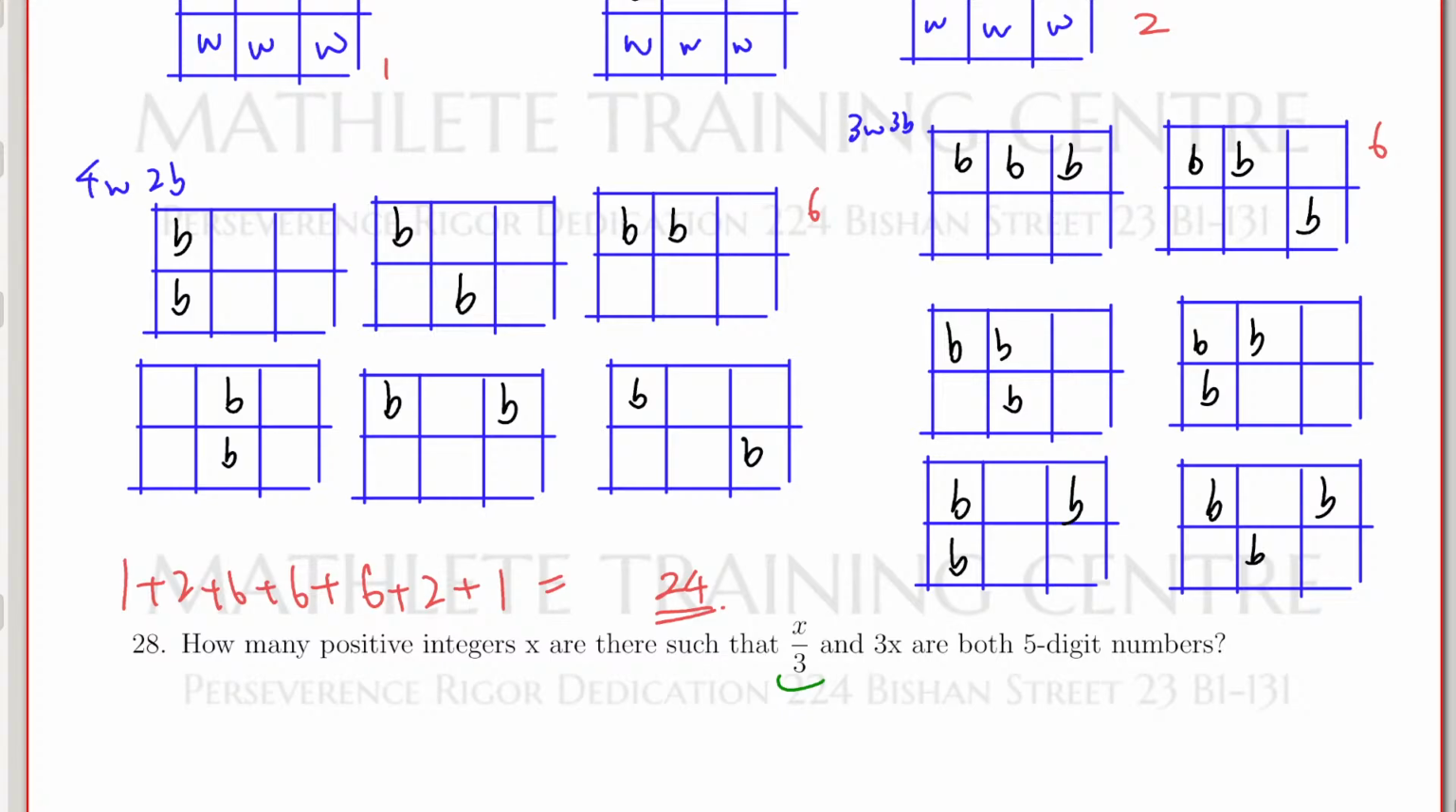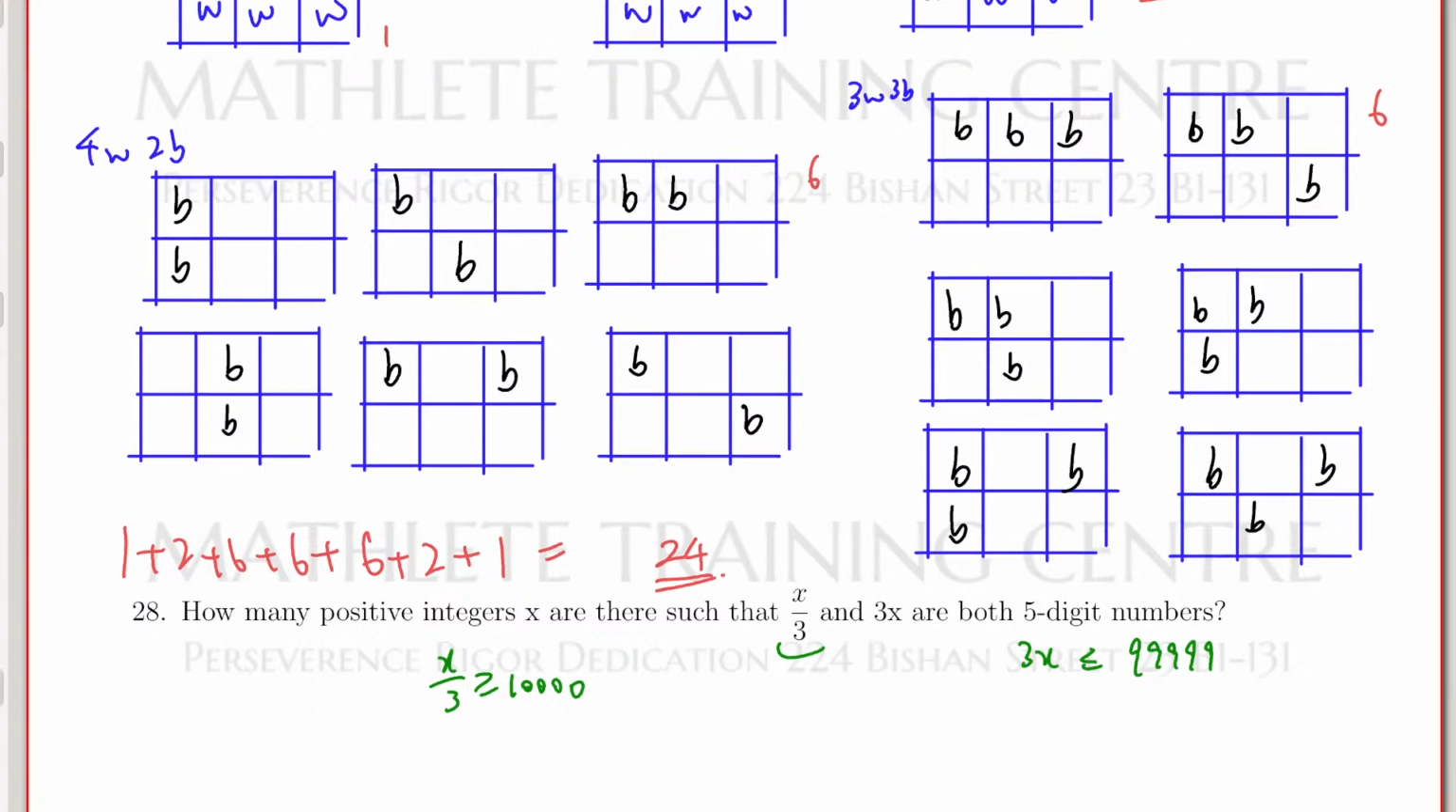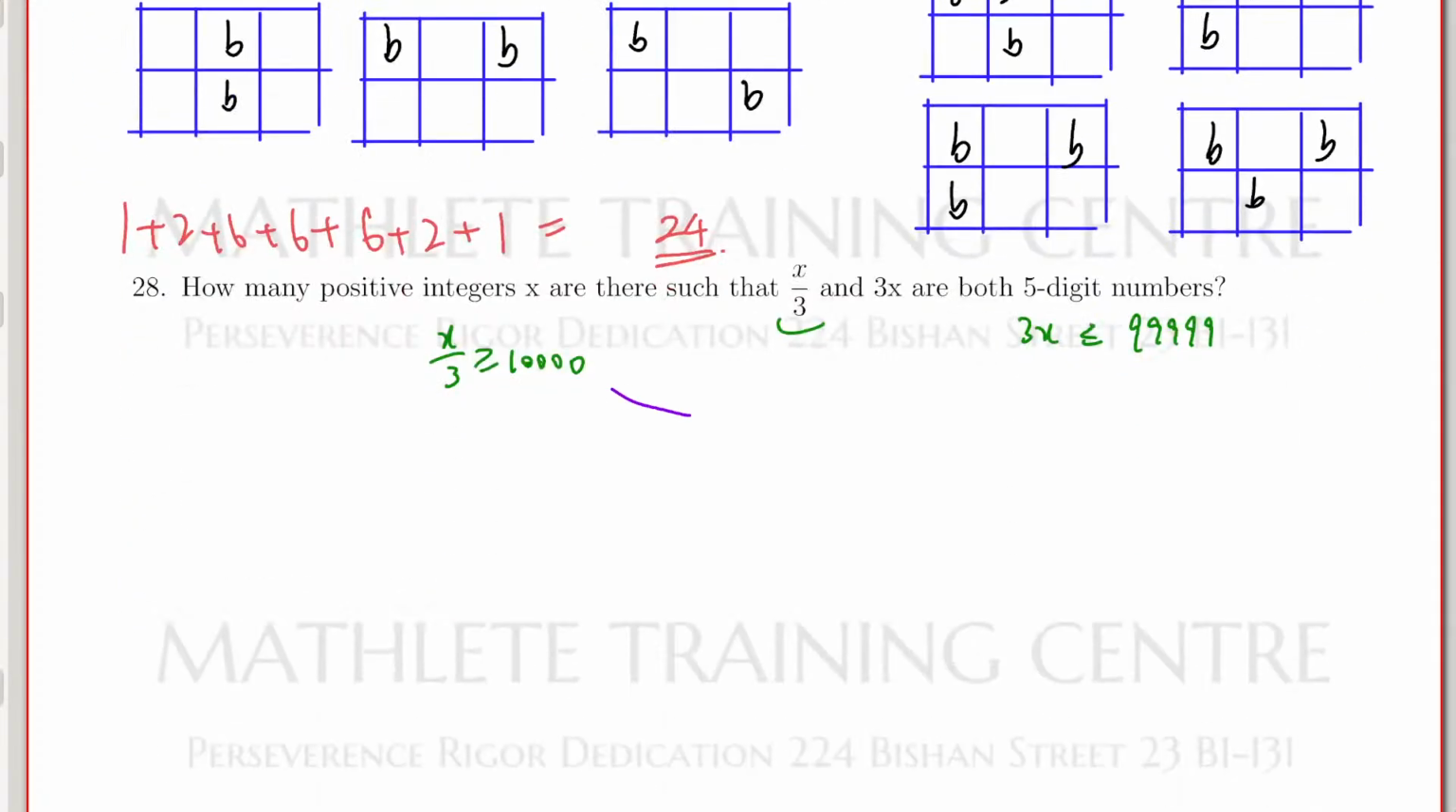X over 3 is what? X over 3 is going to be at least 10,000, right? Yeah, because for this to be a 5-digit number. 3x is going to be at most what? 99999. That's the largest 5-digit number. So combining these two things together, we can conclude that x must be between 30,000, no, 30, not thousand. Sorry, x must be between 30,000 and the number 99999.